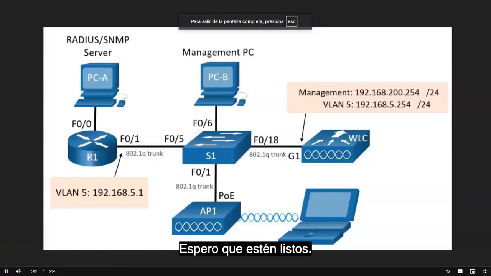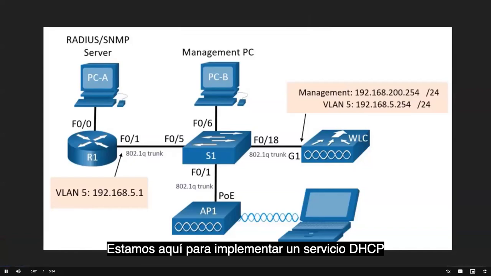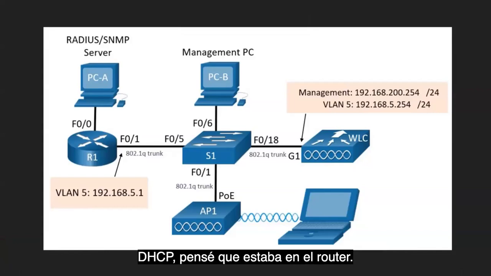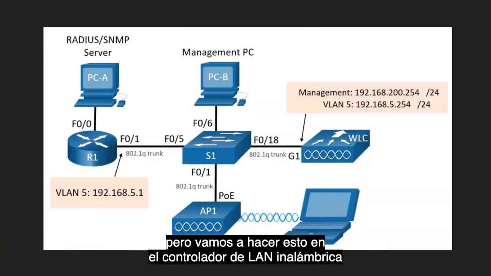Hello everyone, I hope you're ready. We are here to deploy a DHCP scope on the wireless LAN controller. DHCP? I thought that was on the router. Well, we're going to deploy a DHCP scope, which is very similar to a DHCP pool, but we're going to do this on the wireless LAN controller.